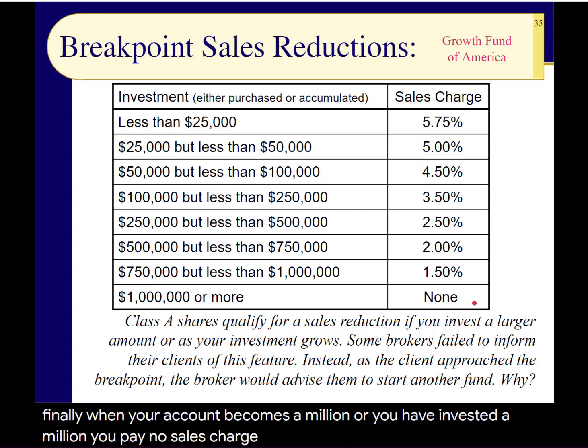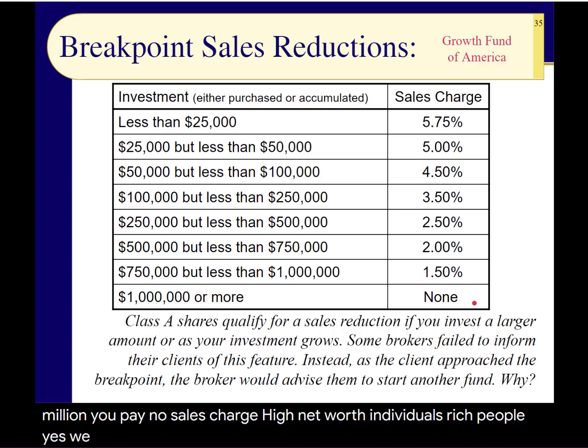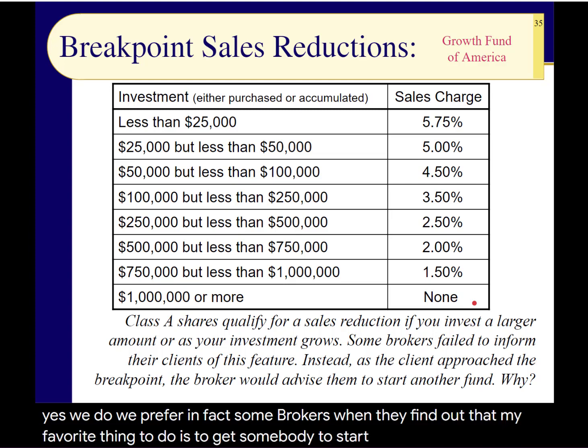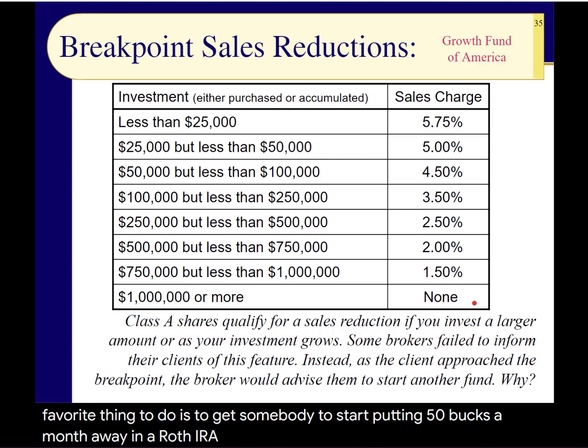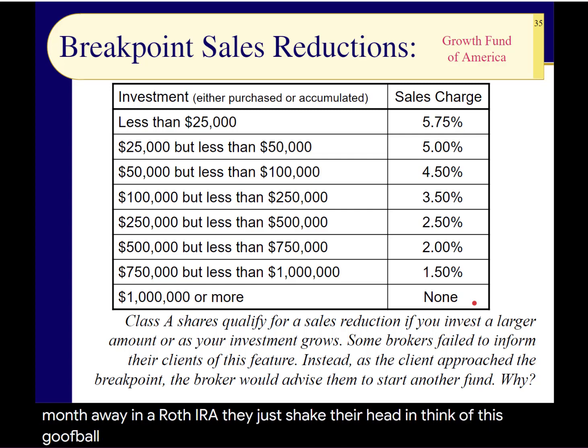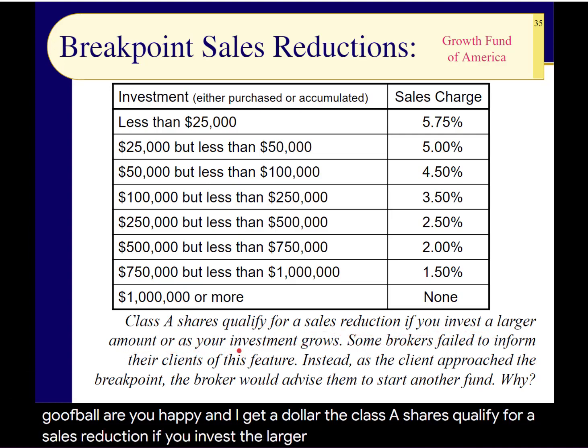You think the industry likes the high net worth individuals, rich people? Yes, we do. We prefer, in fact, some brokers, when they find out that my favorite thing to do is to get somebody to start putting $50 a month away in a Roth IRA, they just shake their head and think, oh, this goofball. Yeah. This guy. I'm very happy.